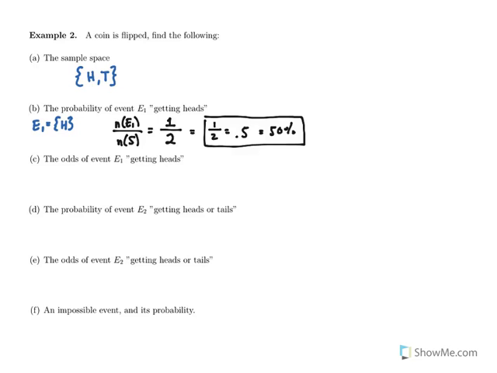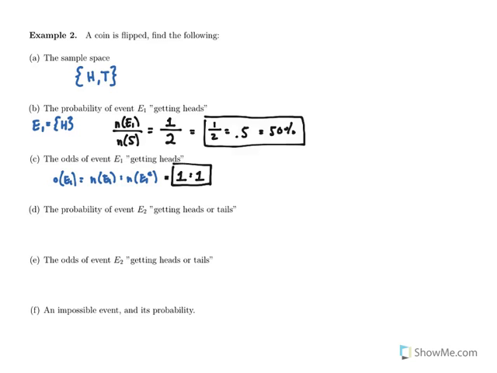The odds of event E1, right? The odds of E1, that's going to be the size of E1 compared to the size of E1 complement. It's the number of ways that E1 can occur, that's 1, and the number of ways that it fails to occur, that is getting a tails. So 1 to 1 are the odds. You have an equal chance of winning and losing, if this were a game or something, an equal chance of getting heads compared to tails.